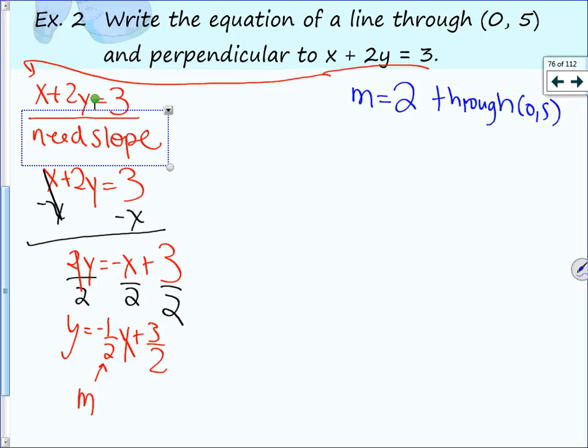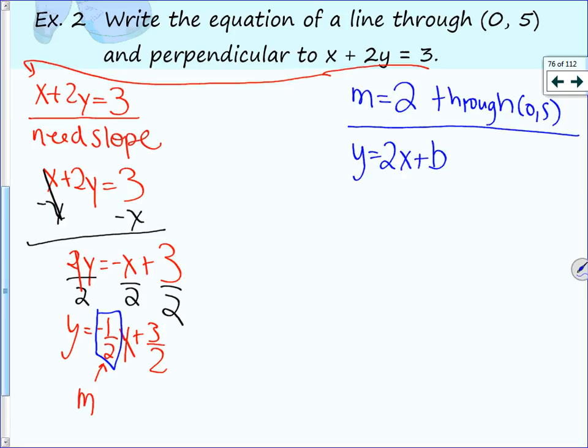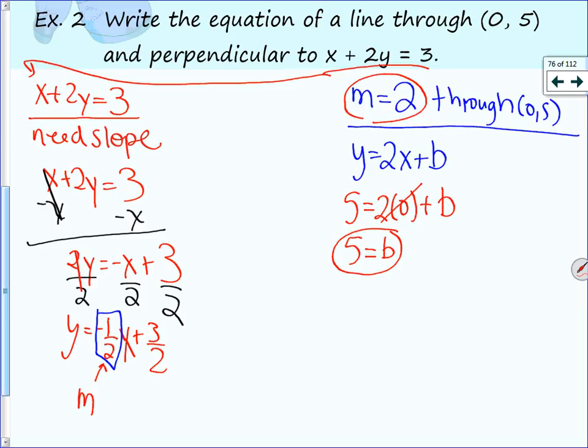So it's like a new problem. The first part of the problem, you find the slope of the line. And then from that, we pick the slope off and we either keep it the same if it's parallel. If it's perpendicular, we take the opposite reciprocal. So y equals 2x plus b. We plug in our point. Two times 0 is 0. So 5 equals b. We're almost there. m equals 2, b equals 5. So y equals 2x plus 5.